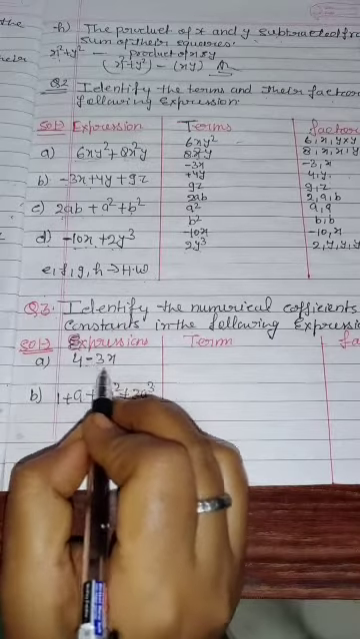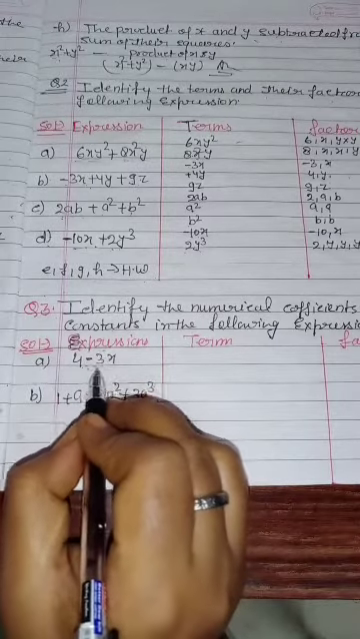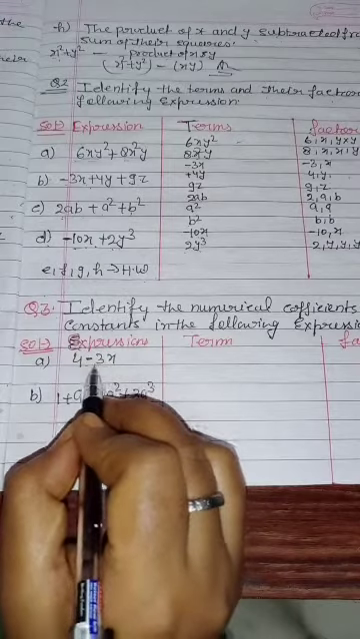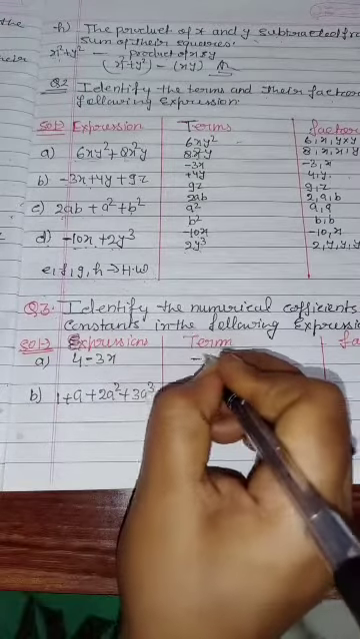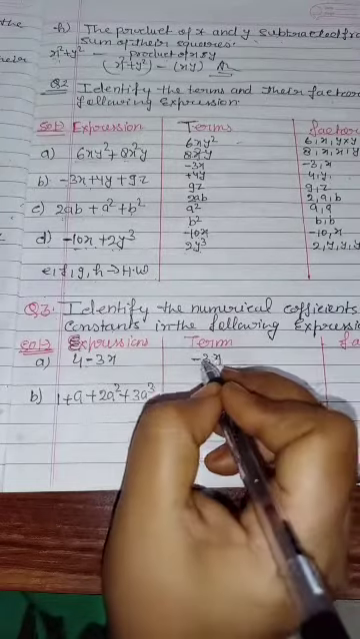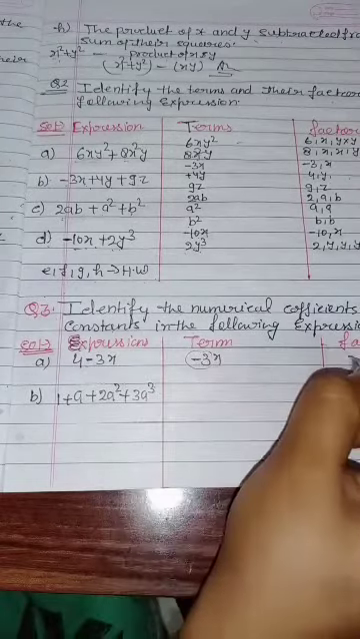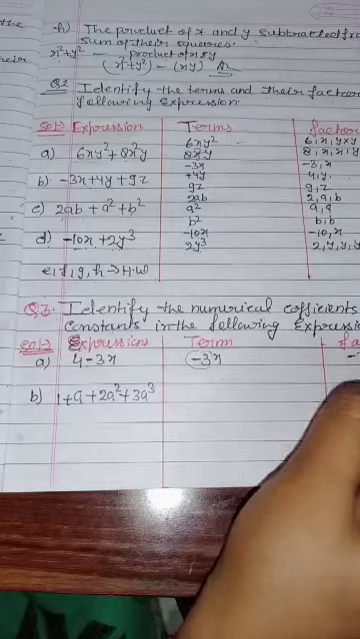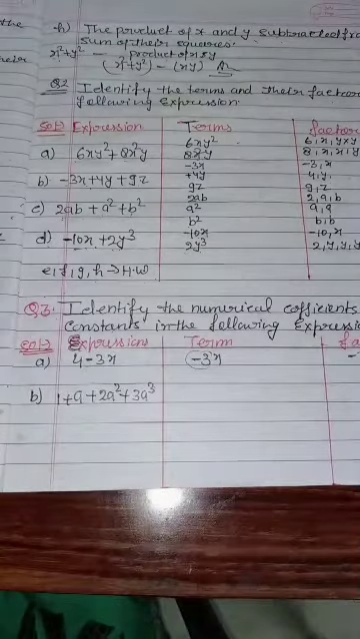Then which is the algebraic and variable term? The constant and variable combination is minus 3x, so you will write minus 3x. What is its coefficient, beta? The numerical coefficient is minus 3 only.